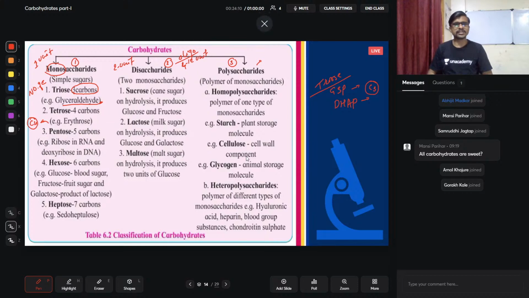Okay, then the pentose sugars are made up of the 5 carbon atom. That's why they are pentose. Okay, so they are made up of the 4 carbon atom. That's why tetrose. Pentose sugar. The ribose in RNA is a pentose sugar, and deoxyribose in DNA is a pentose sugar. Actually both look very similar.